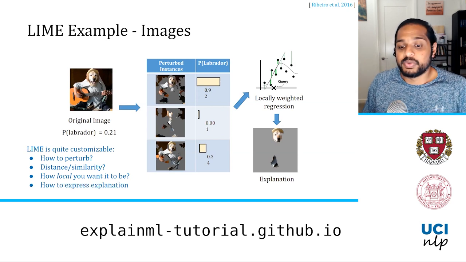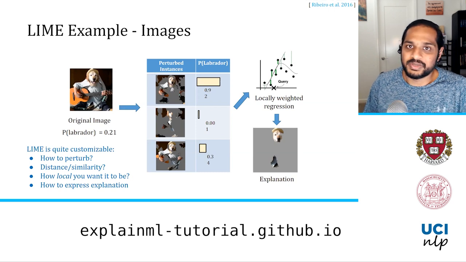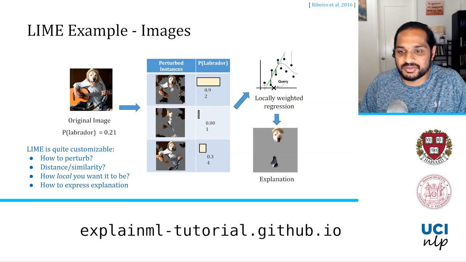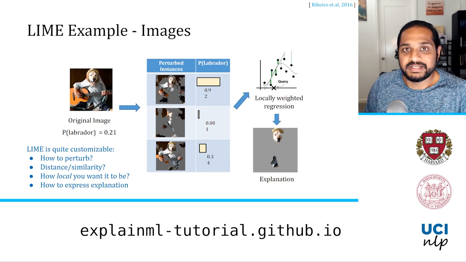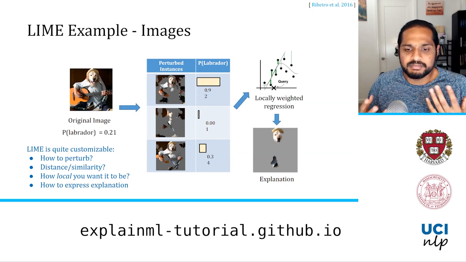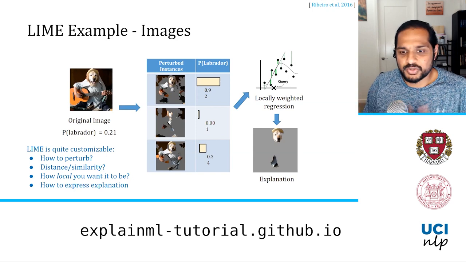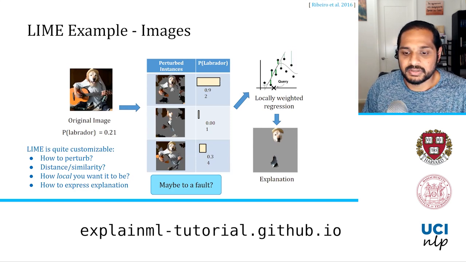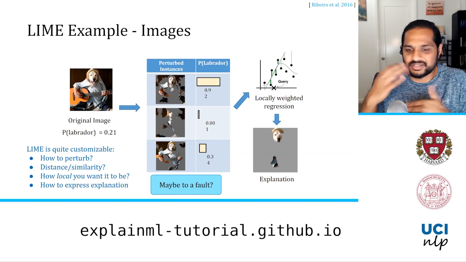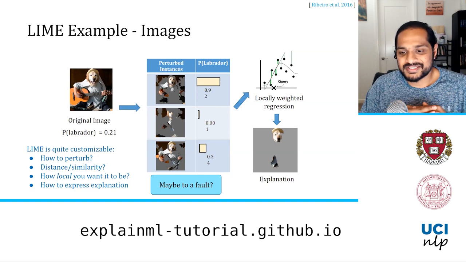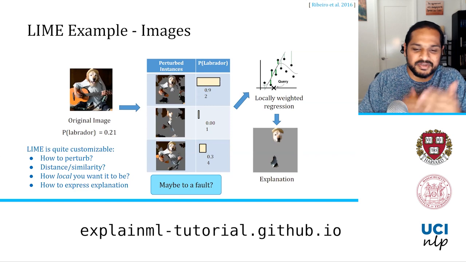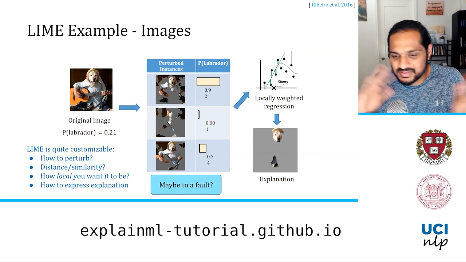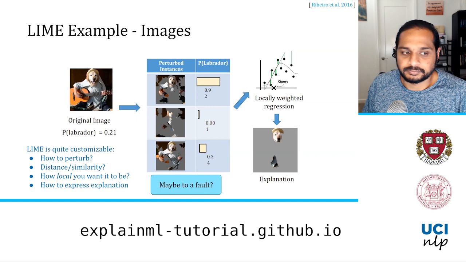And finally, how do we express the explanation? Do you want it in terms of pixels or super pixels or anything else? That can be completely changed in LIME. So LIME is quite flexible and can be used in many different cases. Of course, you can argue that this level of customizability is maybe a problem with LIME as well, and we'll talk a little more about this in the limitations section. But if you start thinking of all of these choices as hyperparameters, you can imagine there's a hyperparameter search involved to get the right explanation, and it gets a little bit messy in that case.